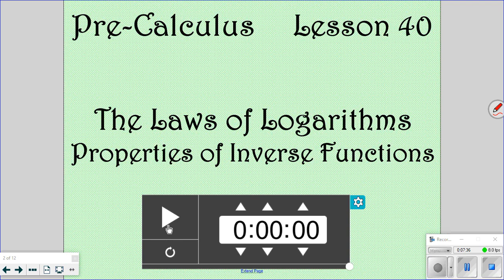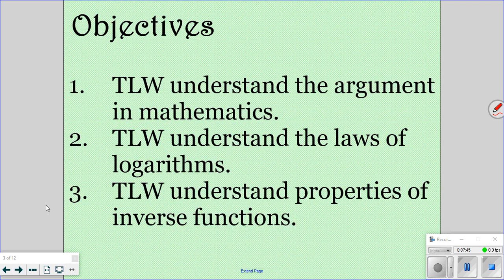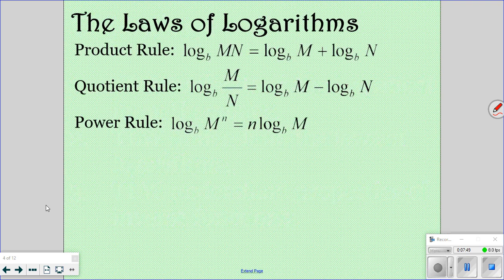So we're looking at lesson 40, laws of logarithms and then properties of inverse functions. So hopefully after this lesson, you'll understand how to use laws of logarithms and the properties for inverse functions. So we've got 3 laws for our logarithms. One's the product rule, one is the quotient rule, and one is the power rule.